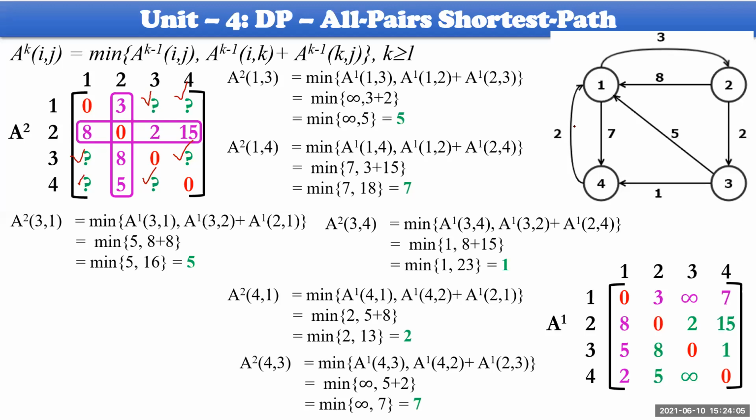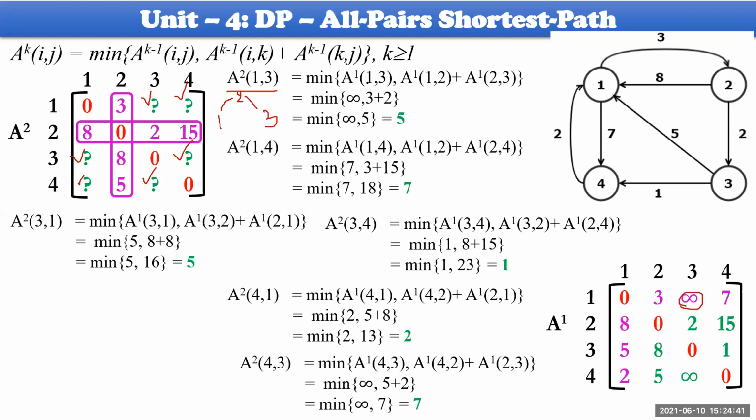The same process will be followed. A power 2, what does it mean? While calculating 1, 2, through... look at this particular edge. While calculating the minimum distance between 1 to 3, we have to introduce 2 as intermediate vertex. That is 1, 2, 3. If you have a direct edge, there is no problem. If not, then you have to introduce 2 as intermediate and calculate the distance. Look at this, 1, 2, 3. We have infinity. There is no direct edge here.